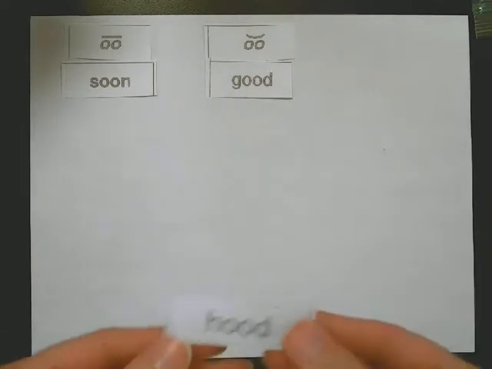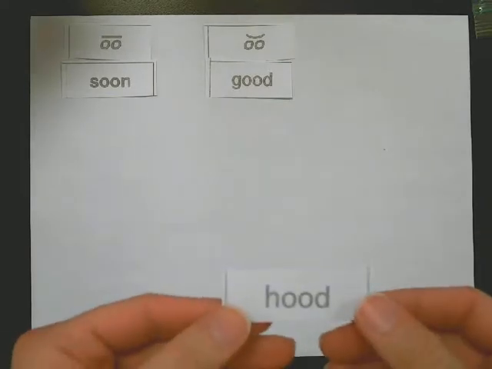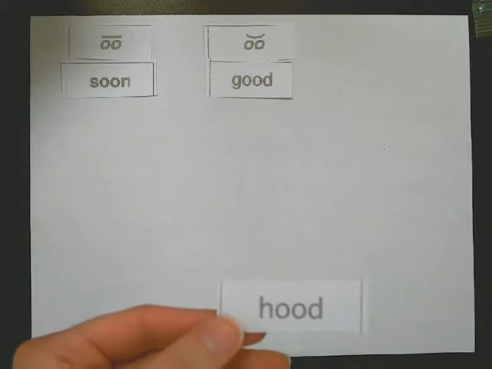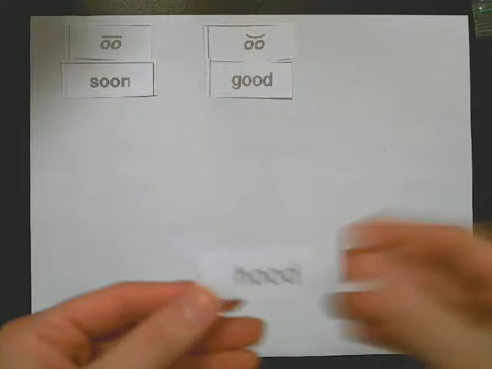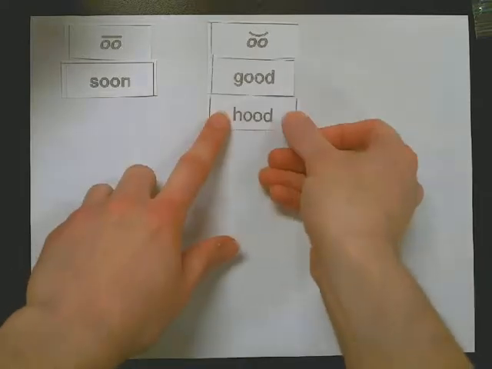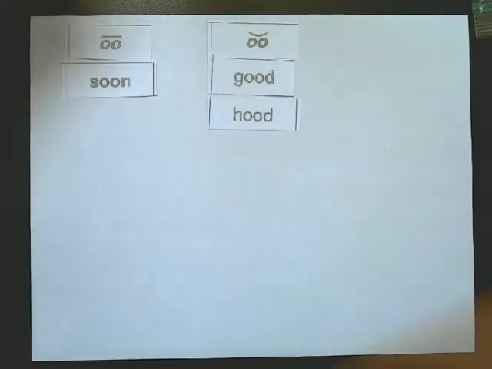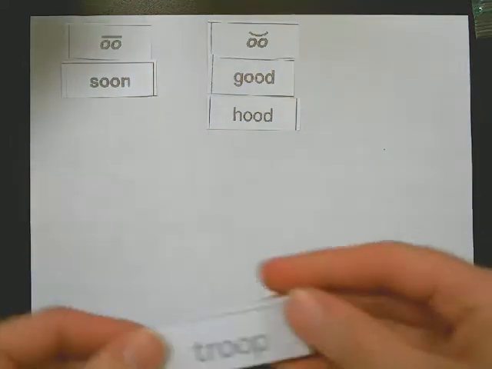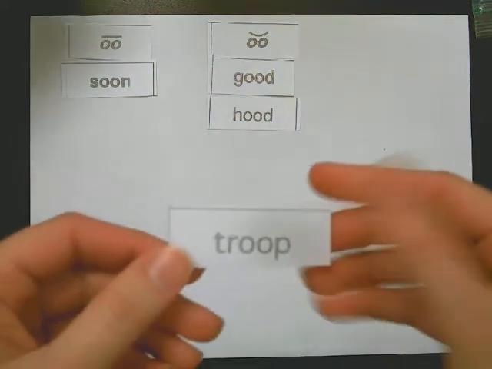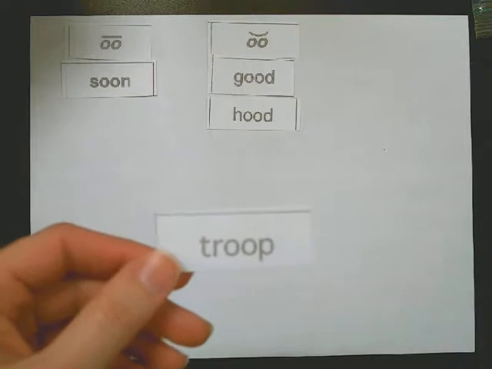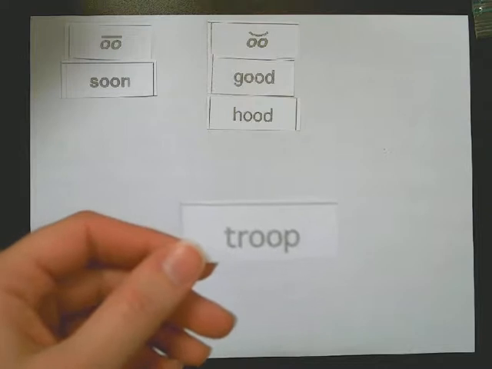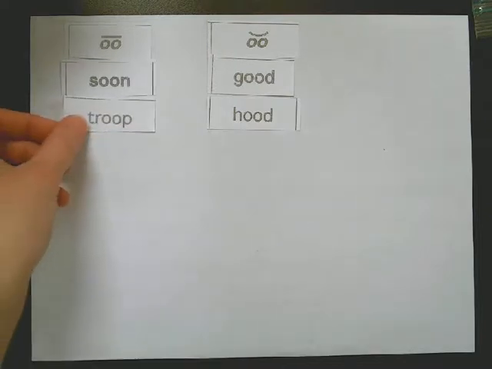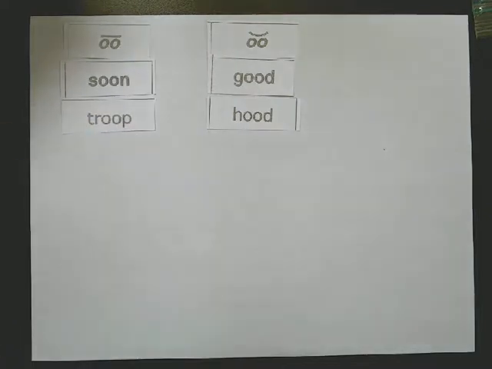This is the word hood, like the hood of a coat that you wear. Hood has the same sound like in good, so we're going to put it here. Here's the word troop. This is like a Girl Scout troop or a Boy Scout troop. Troop, we hear t, ooh, oop. That ooh sound that we hear is like in soon, so we're going to put it over there.